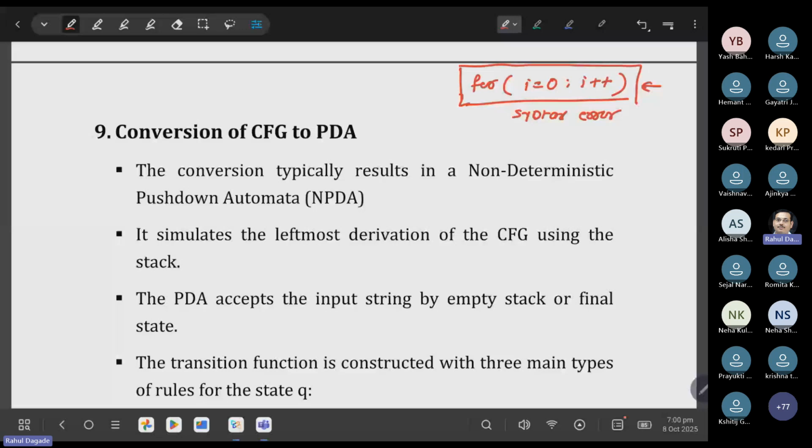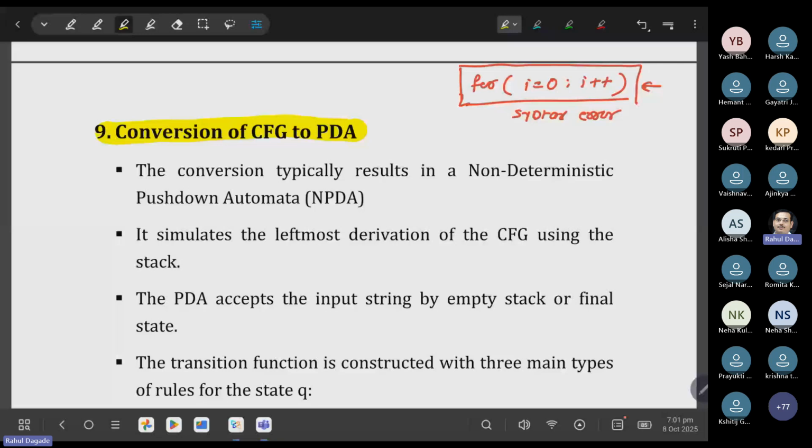Now let us come to the next topic, conversion of CFG to PDA, that is, context-free grammar to PDA. So what is a context-free grammar? All of you know that. Let's say I want to write the context-free grammar for palindromes.